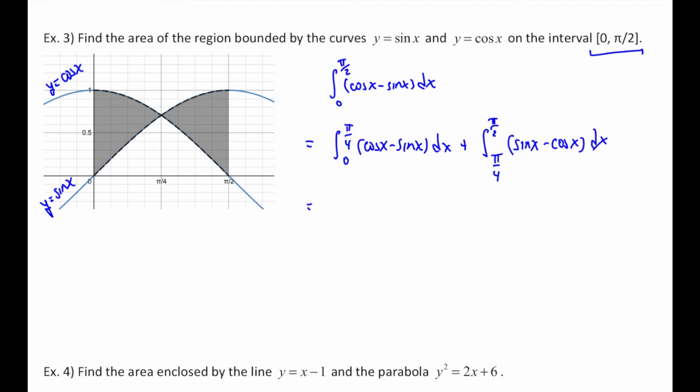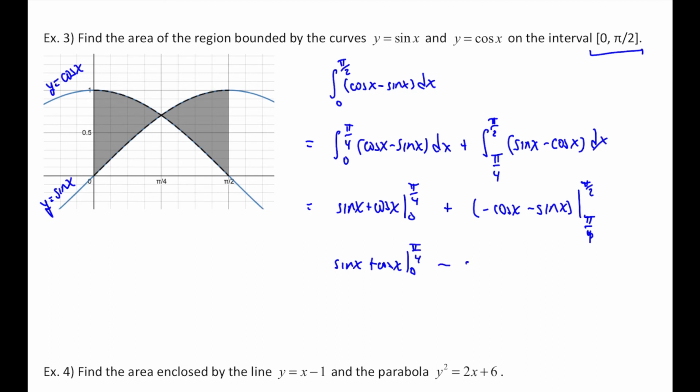So that's going to give us still sine x plus cos x, evaluated from 0 to pi over 4. We're going to add to that negative cos x minus sine x, evaluated from pi over 4 to pi over 2. I'm going to factor that negative, so we've got now sine x plus cos x, evaluated from 0 to pi over 4, subtract, I've got sine x plus cos x, evaluated from pi over 4 to pi over 2.